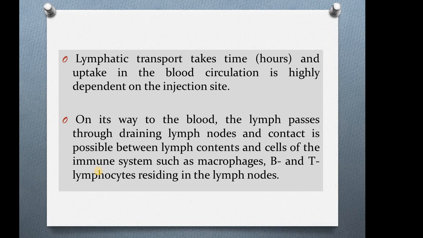Lymphatic transport takes time, hours, and uptake in the blood circulation is highly dependent on injection site. On its way to the blood, the lymph passes through draining lymph nodes, and contact is possible between lymph content and cells of the immune system such as macrophages, B cells and T lymphocytes residing in lymph node. So نخلي بالنا إنه بالليمف نود راح يصير عندنا contact ويا الاميون سيستم.